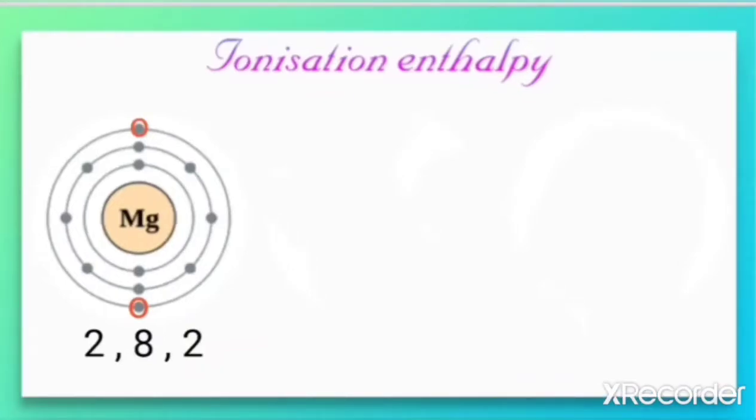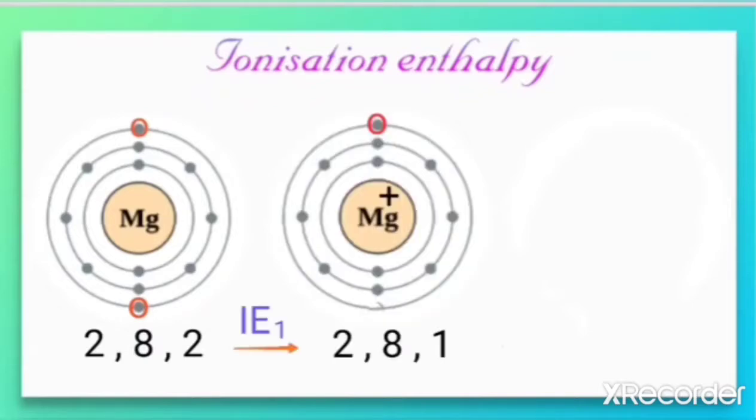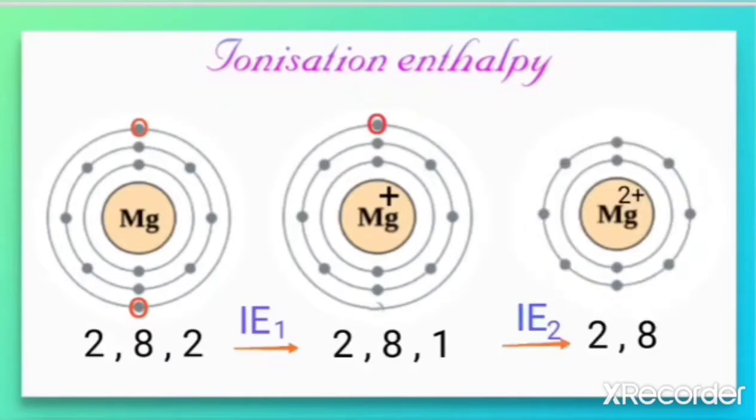First, it loses a single electron, then it becomes Mg plus. With the loss of 1 electron, it becomes Mg plus. Now you can see the configuration 2, 8, 1. The amount of energy required to lose the single electron is represented by the first ionization enthalpy. That means the energy required to remove the first electron is the first ionization enthalpy. But still it is not stable. So in order to get stabilized, it will lose one more electron, and then it forms the Mg2 plus ion.